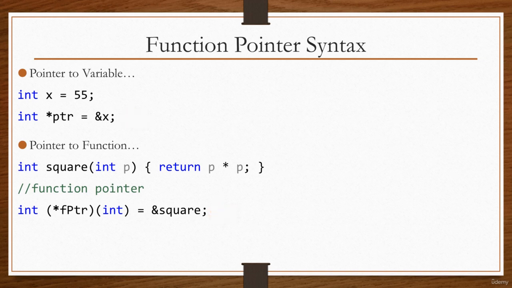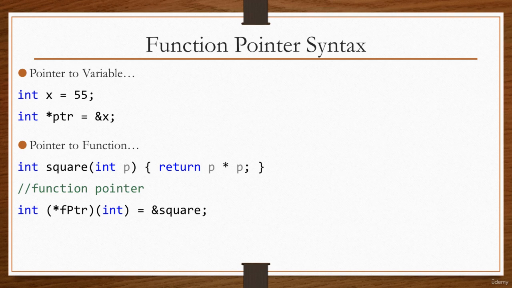In this example, fptr is a pointer to a function that returns an integer and has an integer formal parameter. Now of course the fptr function pointer can point to any function that matches this type. That again is a function that returns an integer and that also has an integer formal parameter. But in this example, we assign the square function to the function pointer.